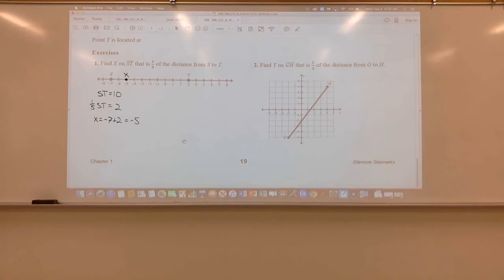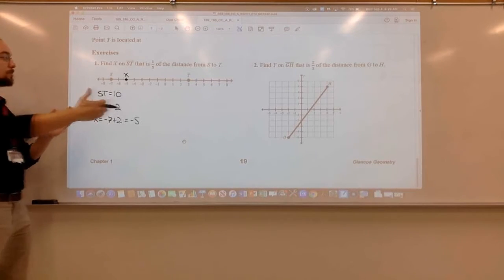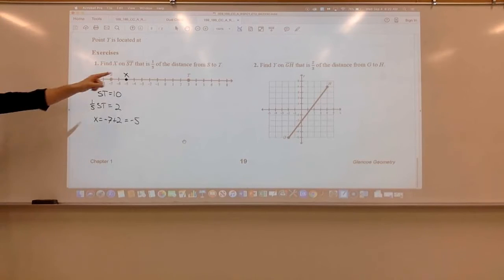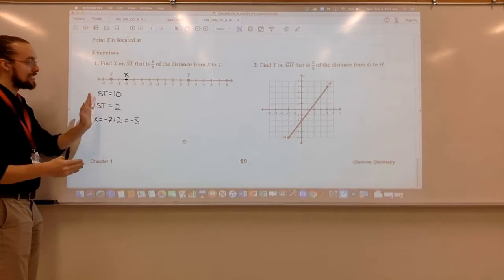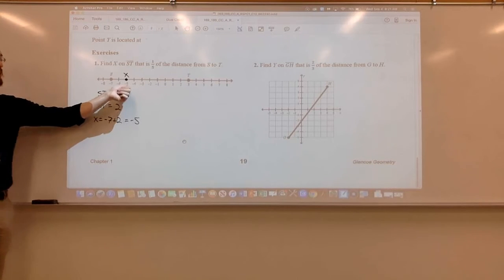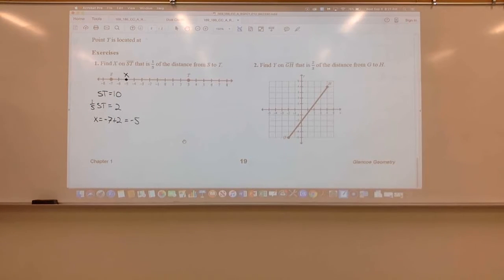We get that x is at -5. So the total distance between S and T should be 10. I want 1/5 of that distance. So 1/5 of 10 is 2. So I'm going to start at -7 and go a distance of 2. I end up at -5. You okay with that?